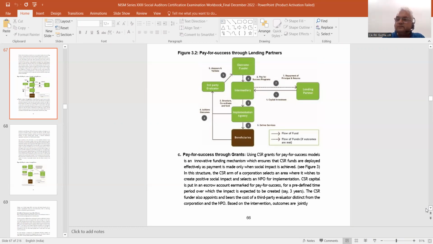Sir, a question: initially, if they are going to put the entire grant in an escrow account, then how will the NPO, which doesn't have any funds, be able to perform its function and create a social impact?